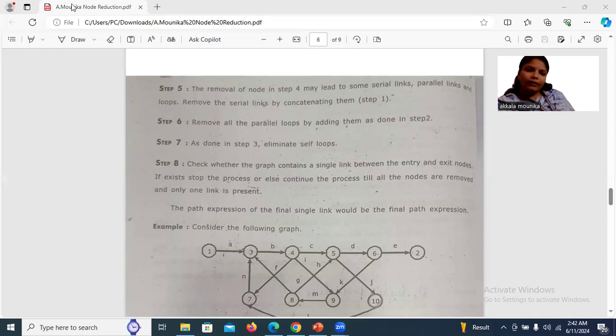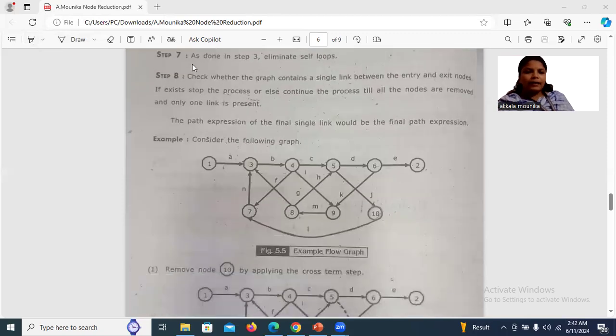So we need to remove the parallel links. Compulsorily we have to remove the parallel links. Why? Because if we don't remove the links, obviously the links may not get resolved, and intermediate nodes will arise in the same manner. So next, step 8. Check whether the graph contains a single link between the entry and exit node. We have to check whether the entry node and exit node have a single link or not.